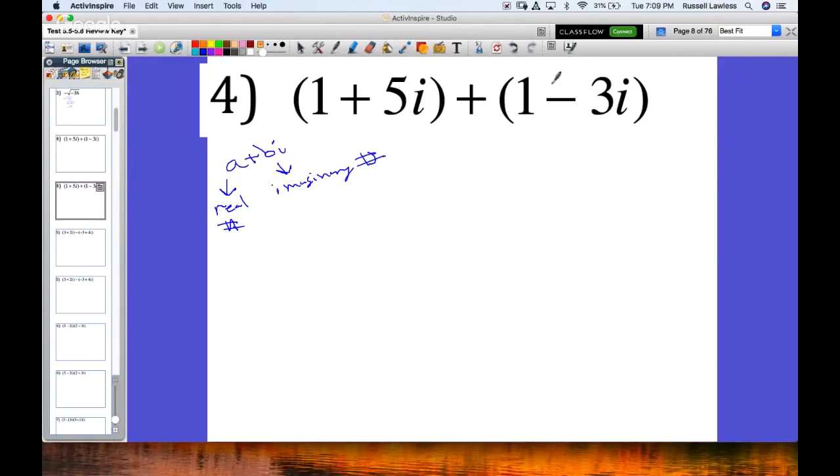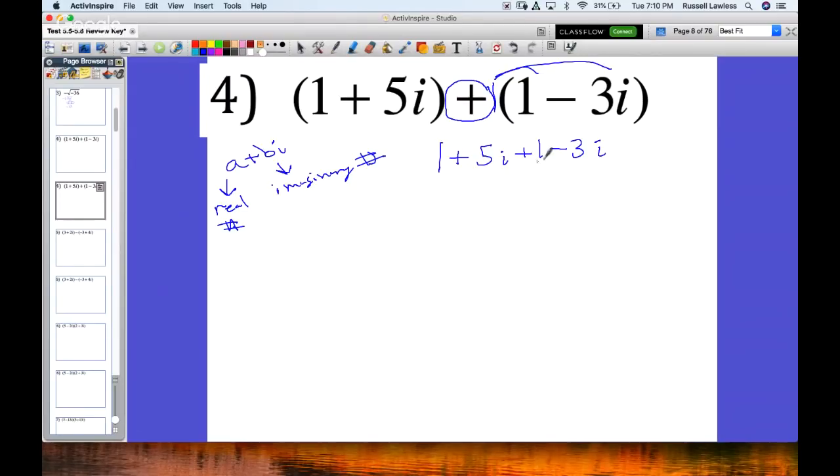Now, when you first see these two parentheses, you're going to go, FOIL, I need to FOIL that. But look what's in the middle. Is this a plus sign or a multiplication sign? It's a plus sign. So all that means is we're going to add these together. So there's going to be 1 plus 5i plus 1 minus 3i. You can think of it that this plus 1 is being distributed to each term.